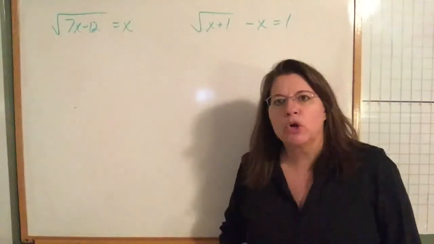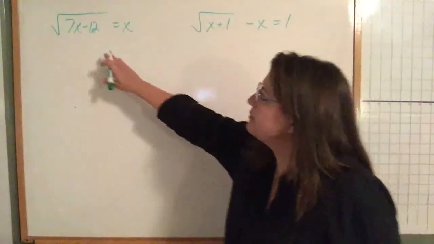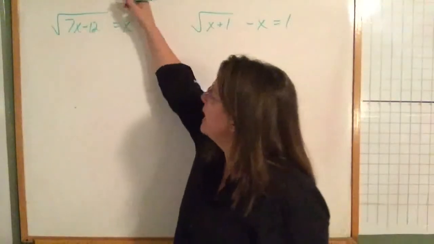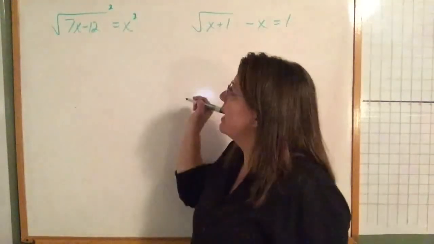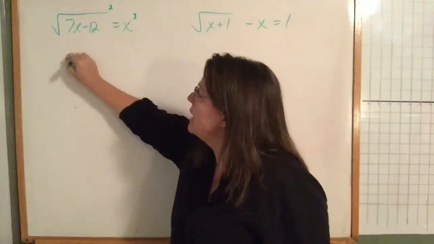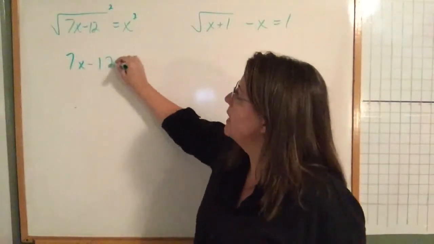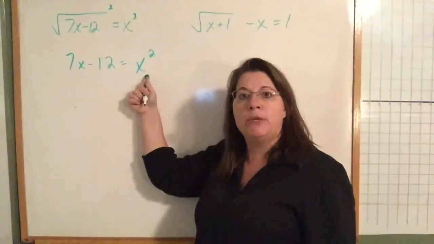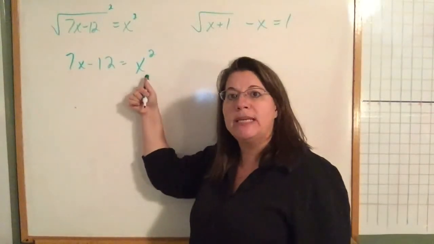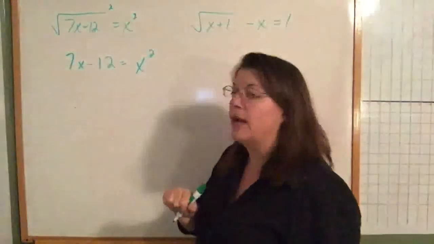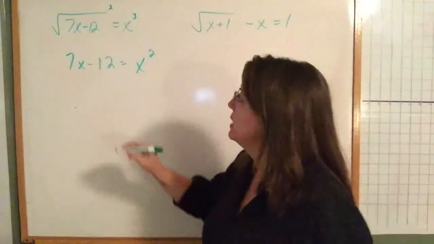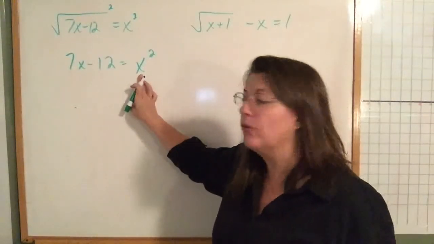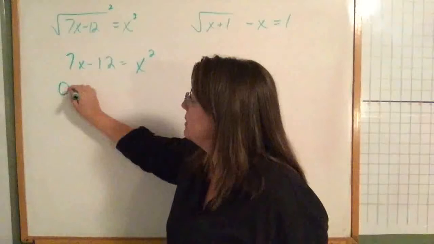So I've got 2 more we're going to try here. In this one, the radical has already been isolated for you, so in order to get rid of the radical, I'm going to square both sides. This one will give me a 7x minus 12 on that side equals x squared. Again, my polynomial has a degree higher than 1, so I'm going to get everything with that x squared so that I can factor it to solve it. The x squared term is positive on the right, so I'm going to move everything to the right. So the left side will be 0.